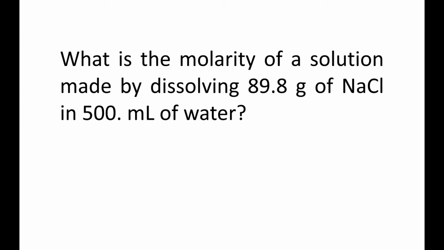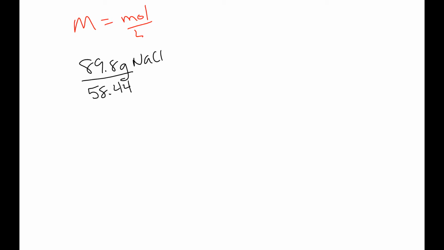Okay, what is the molarity of a solution made by dissolving 89.8 grams of NaCl in 500 milliliters of water? With this one, you're given a mass, and you're trying to find molarity. Well, we know molarity is moles per liter. So we have to convert that mass to moles first. So we're going to take 89.8 grams of NaCl, and we're going to divide it by 58.44, which is your grams per mole. So this is your molar mass. So you're going to take mass divided by molar mass to give you moles.